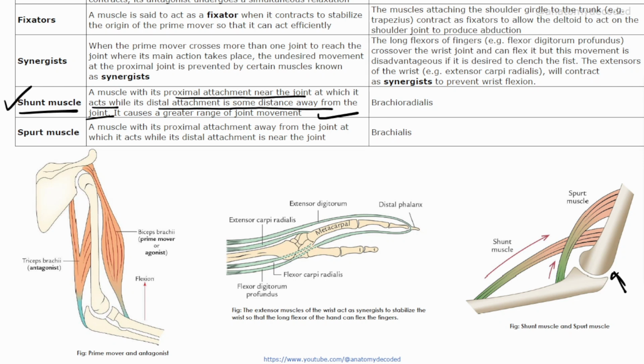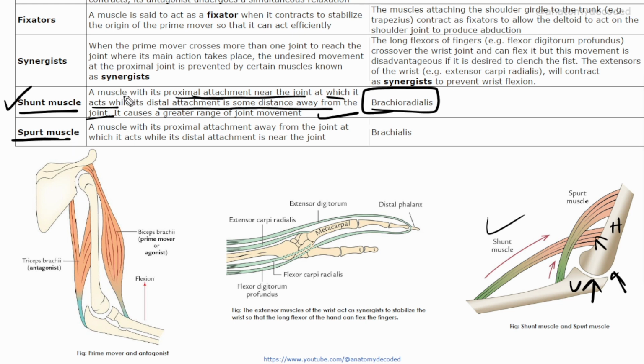Supposing this is the elbow joint, this is the humerus, and this is the ulna. Look at this muscle, arising from the distal end of the humerus, and it is going to a bone called the radius, the styloid process of the radius. So this muscle, when it contracts, produces a greater range of movement. An example is brachioradialis.